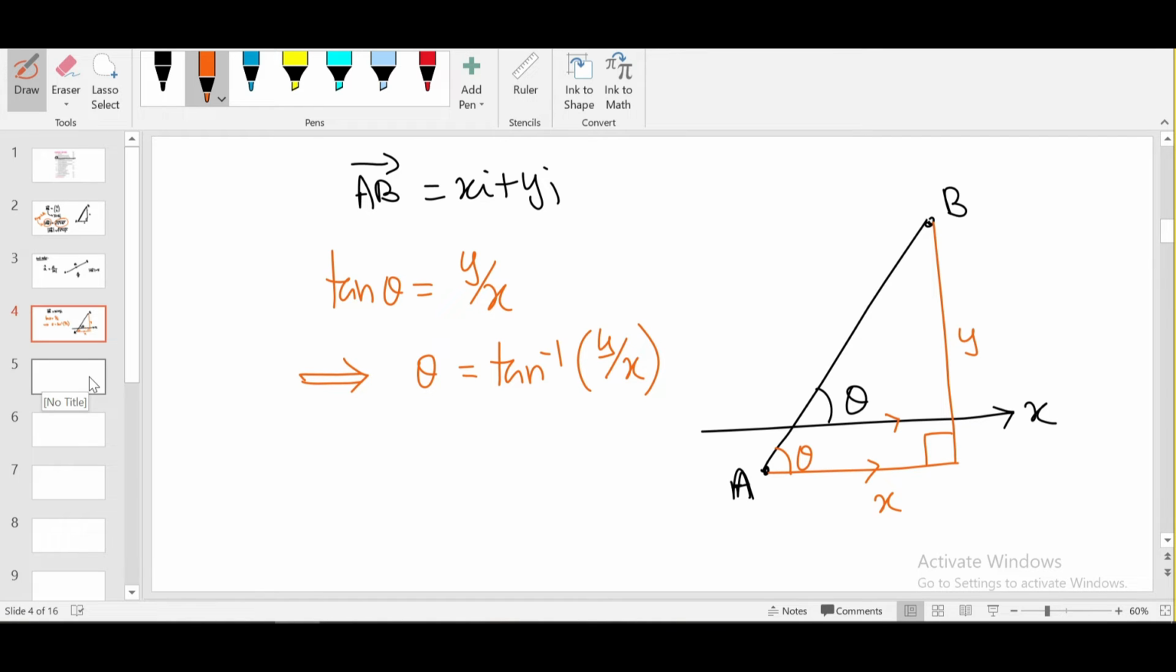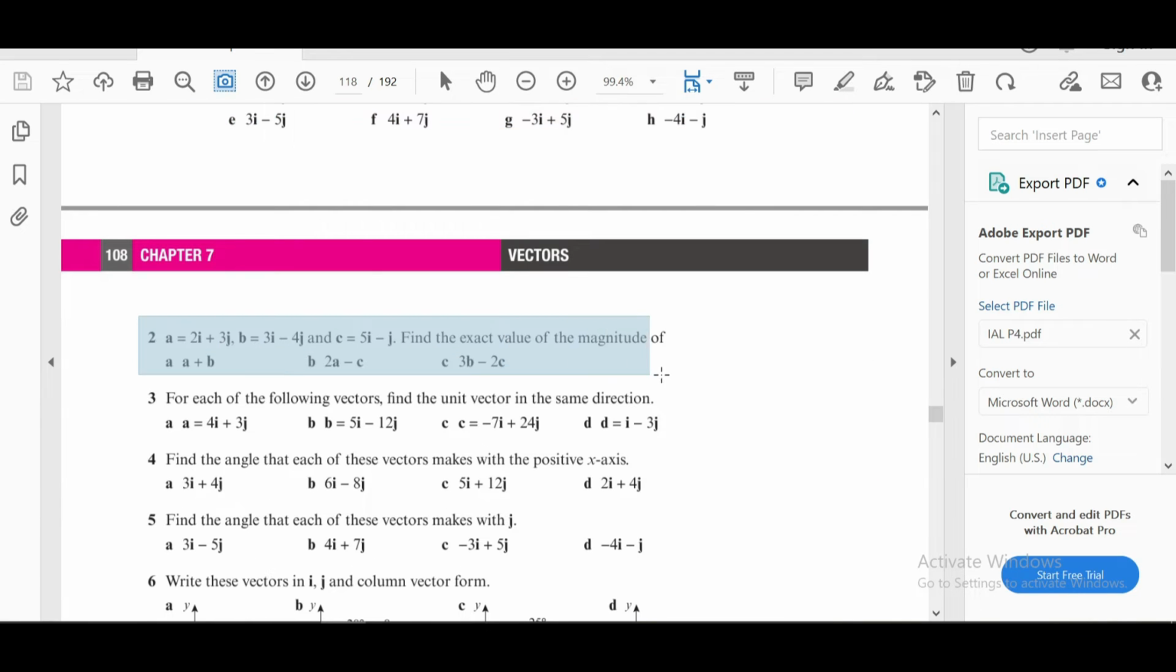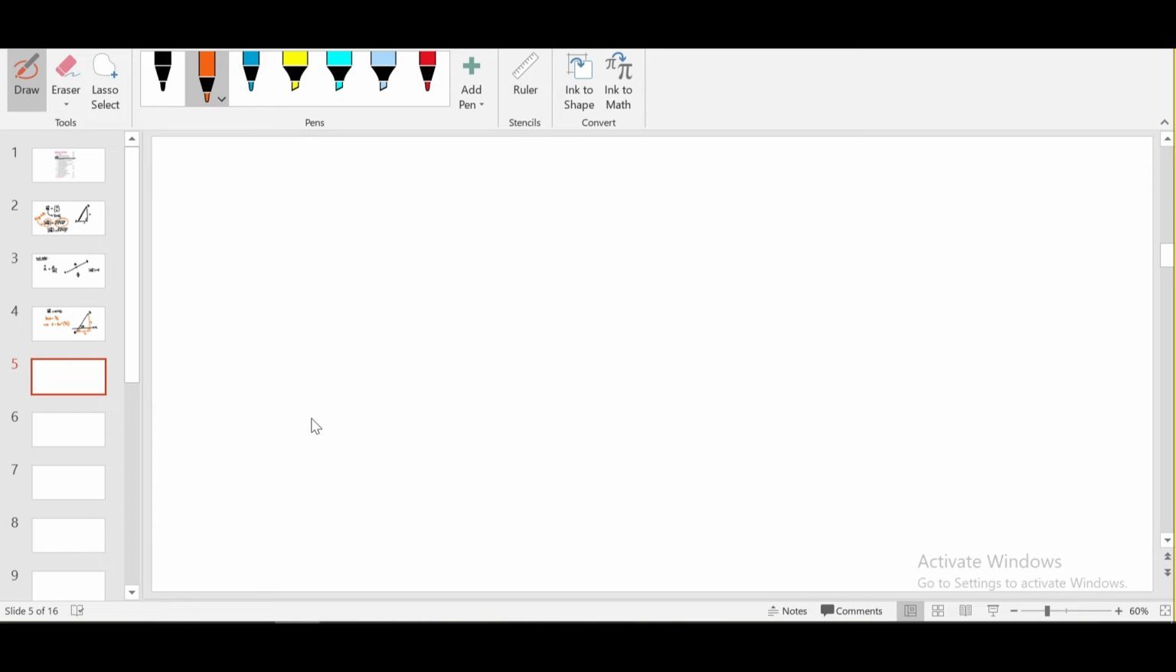So I'm going to go to exercise 7C. You copied this? Oh, just 1 second. Okay. Exercise 7C. Question number 1 is a simple one. You can just find the magnitude of each of those vectors. I'm going to move on to question number 2. Question number 2 is this.